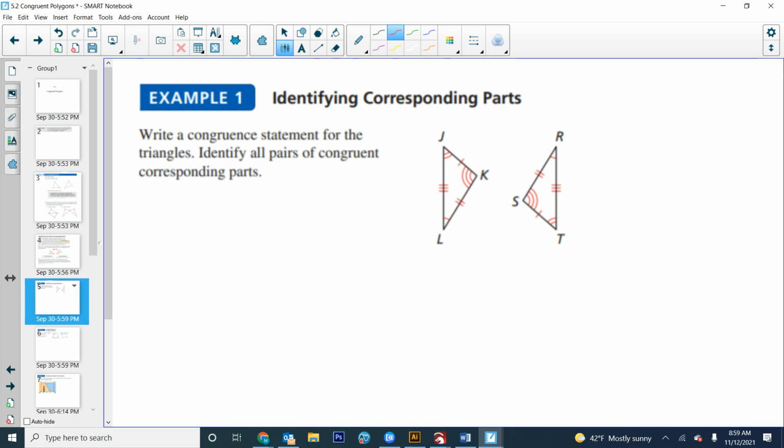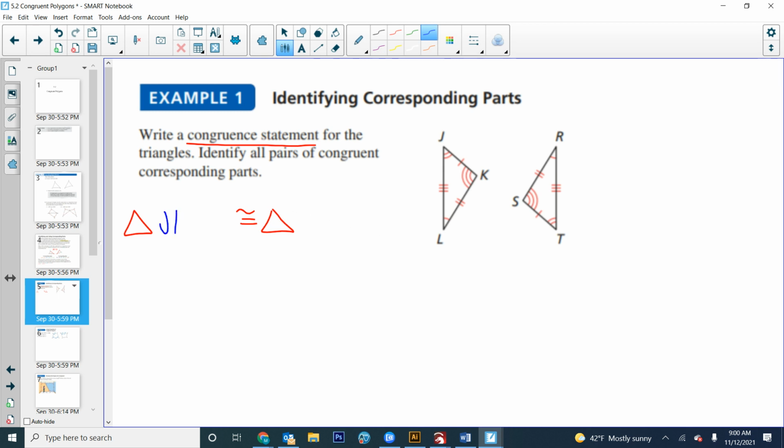Let's do some examples. Write a congruence statement for the triangles. Here's what a congruence statement is. It's triangle blah, blah, blah is congruent to triangle blah, blah, blah. We have to get the order correct. Now the first triangle, it doesn't matter what order you use. I could call it JKL. I could call it LJK. I could call it LKJ. I don't care. Emma, start us off. What do you want to name the first triangle here?